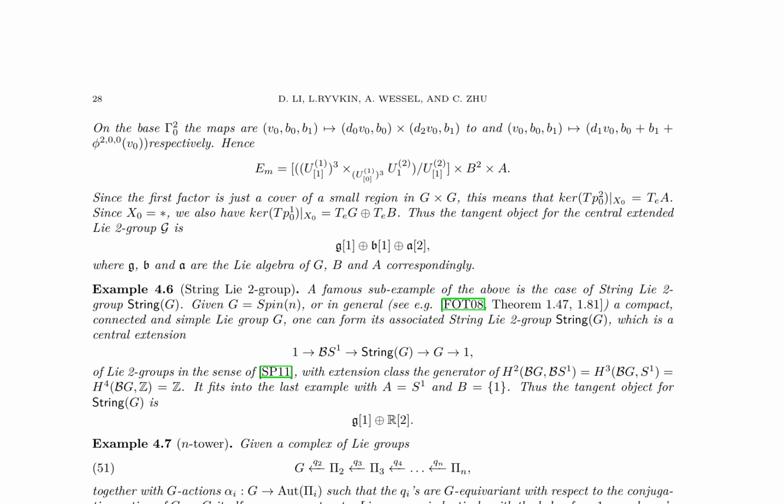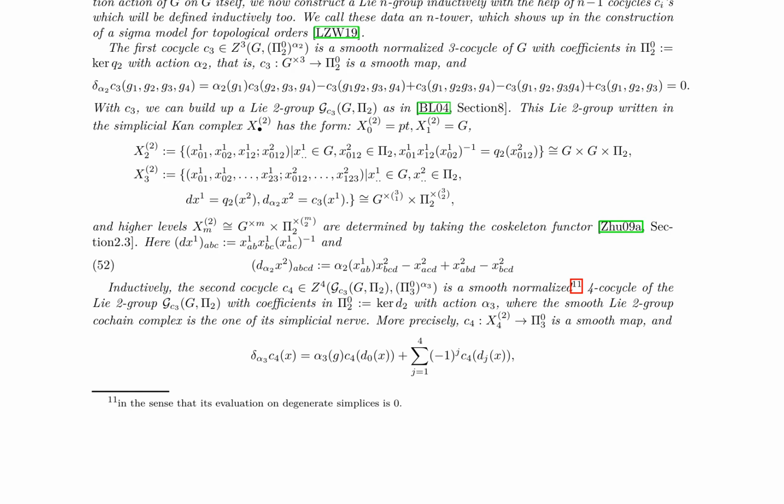The paper provides 2 examples of central extended Lie 2 groups, the string Lie 2 group and the n-tower. The string Lie 2 group String(G) is a central extension of Lie 2 groups, with extension class the generator of H^2(BG, BS^1) = H^3(BG, S^1) = H^4(BG, Z) = Z. Its tangent object is g[1] ⊕ R[2].